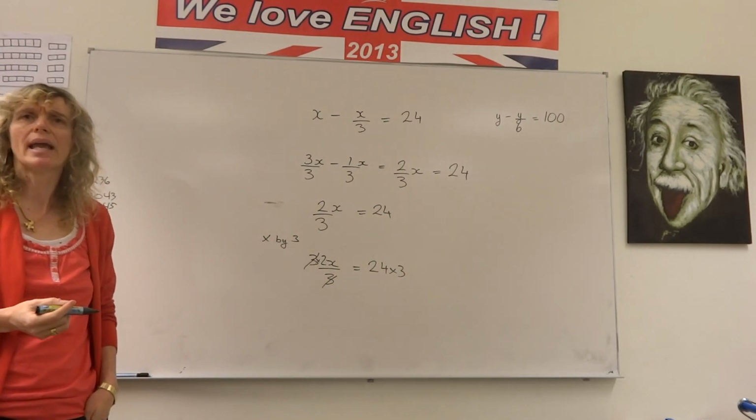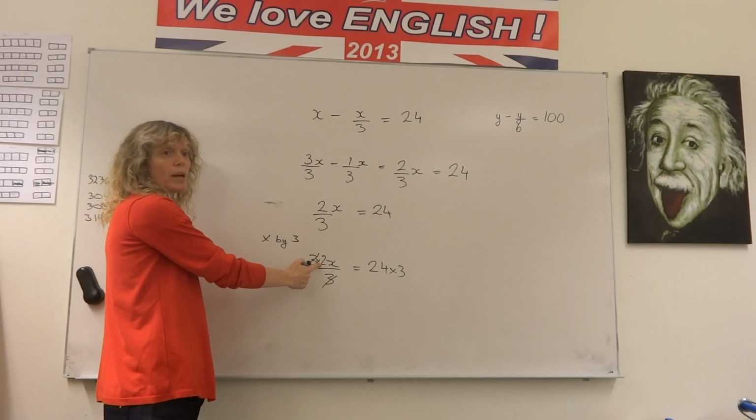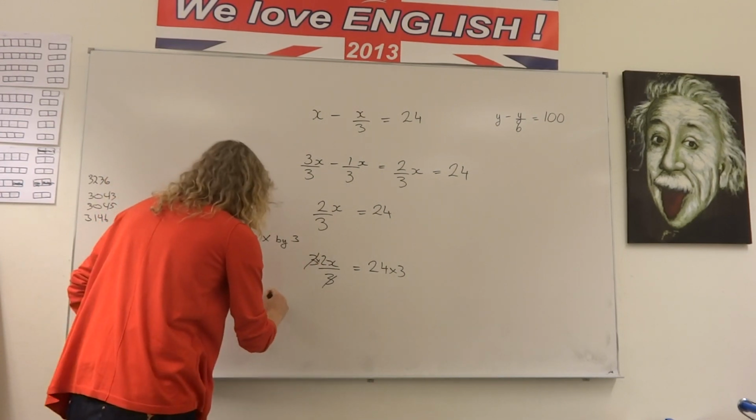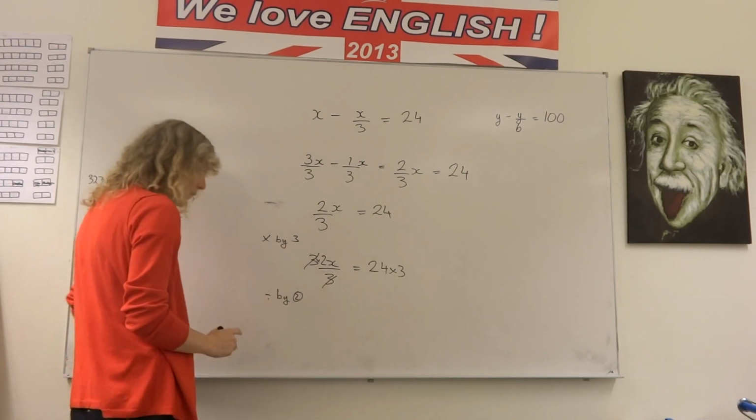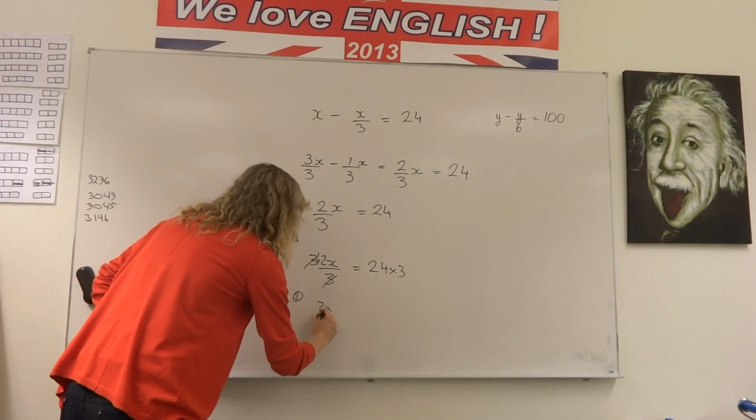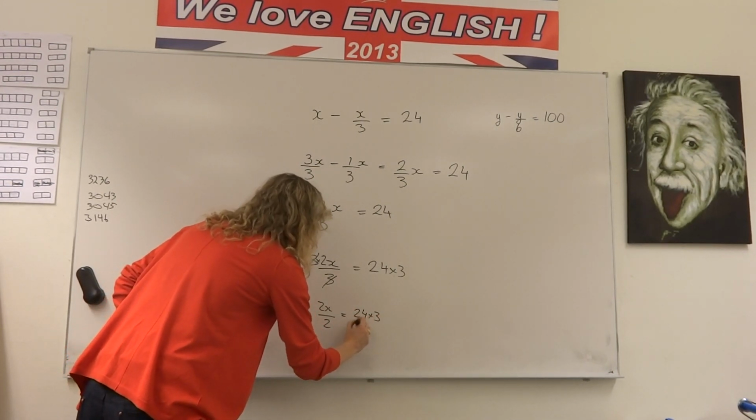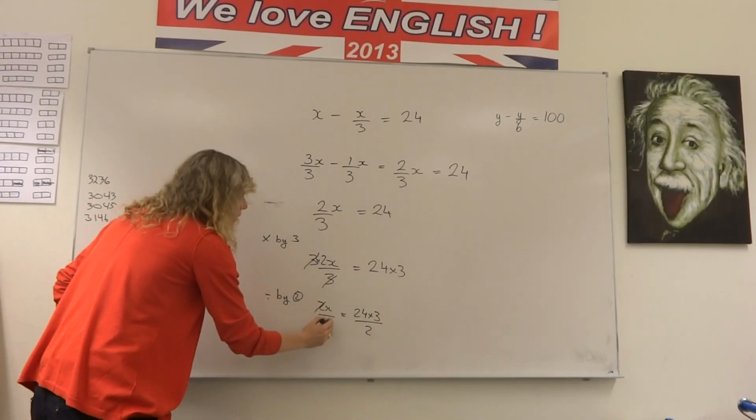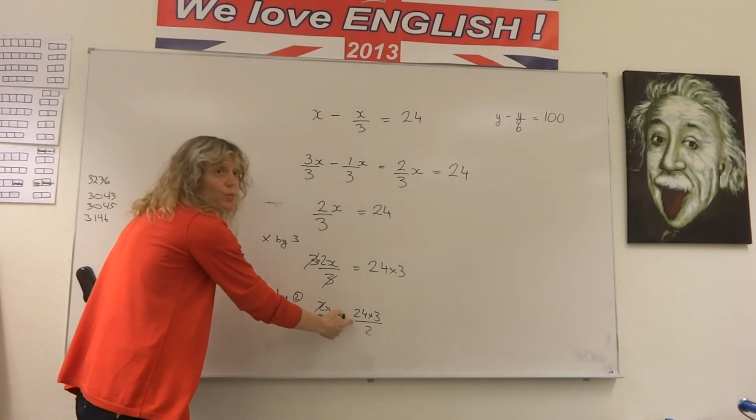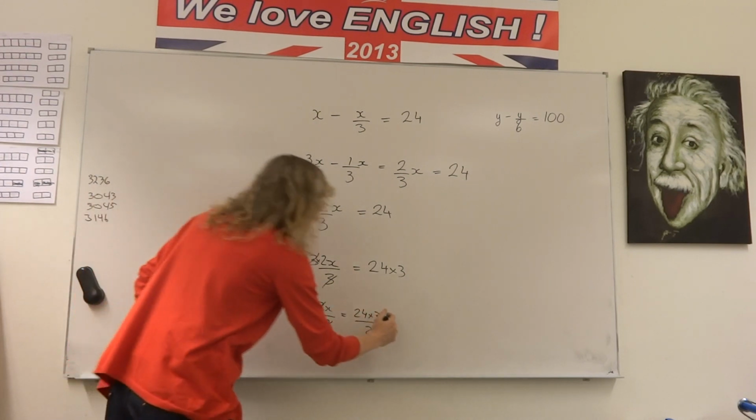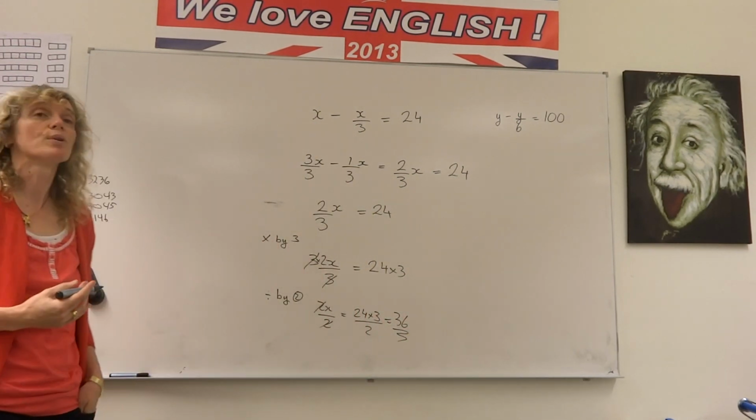And I'm not going to do that yet, because my next step will be to divide both sides of my equation by 2. I'd get 2x divided by 2 equals 24 times 3 divided by 2. 2 divided by 2 will give me x. 24 divided by 2 will give me 12. 12 times 3 is 36. So my original number was 36.